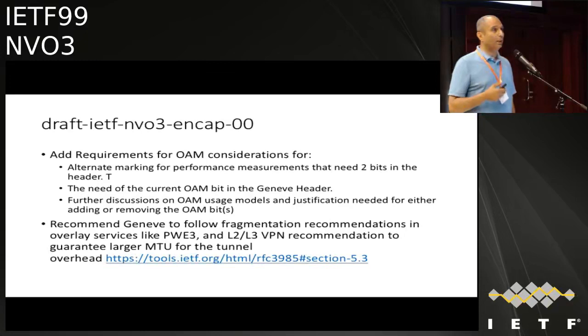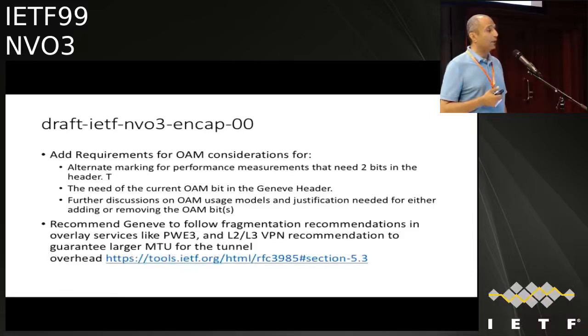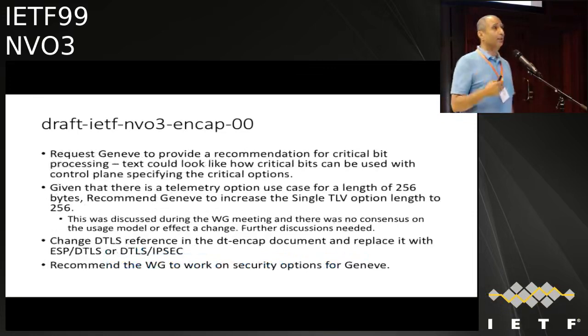We recommended for Geneve to follow the fragmentation recommendations that were made for PWE3, for both layer 2 and layer 3 VPN as well. And we gave the section from the document here that discusses how fragmentation should be handled. There was some discussion as well on the critical bit in the Geneve draft, and we recommended to have some text on how critical bits can be used with the control plane specifying the critical options. Ilango will as well be addressing some of the comments here, including this one, or some of the recommendations that we made in the design team in the encap document.